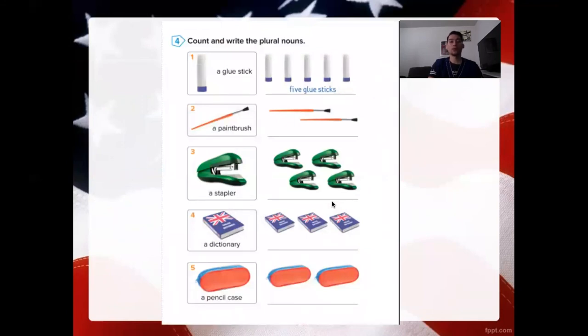So, let's go back to the book. Activity 4. Count and write the plural nouns. Number 1. A glue stick. So we have here 1, 2, 3, 4, and 5 glue sticks. Okay? Paint brush. Olha só aqui, galera. Termina em SH. Okay? So, paint brush. Como é que fica então o plural? Paint brushes. Two paint brushes. Stapler. This is a stapler. We have one, two, three, four staplers.